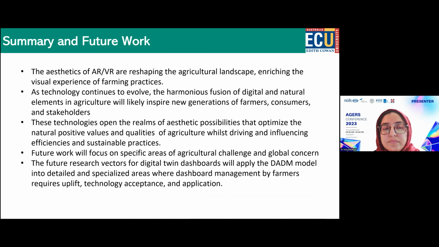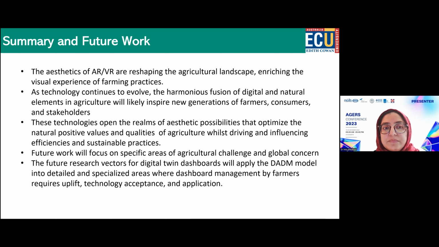So, summary and the future work. The aesthetics of AR and VR are reshaping the agricultural landscape, and therefore we need to develop applications which enrich the visual experience of farming practices. As technology continues to evolve, the harmonious fusion of digital and natural elements in agriculture will likely inspire new generations of farmers, consumers, and stakeholders.